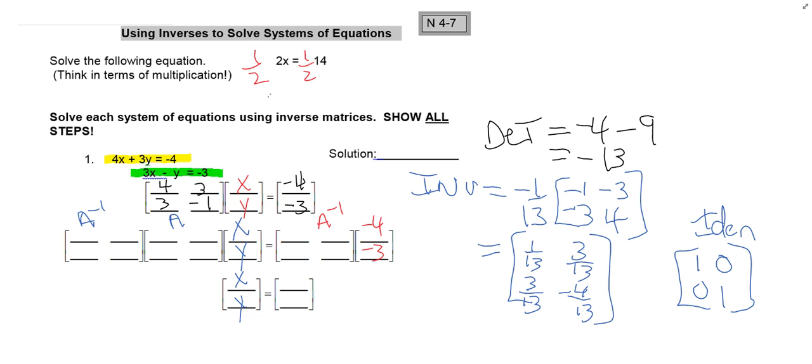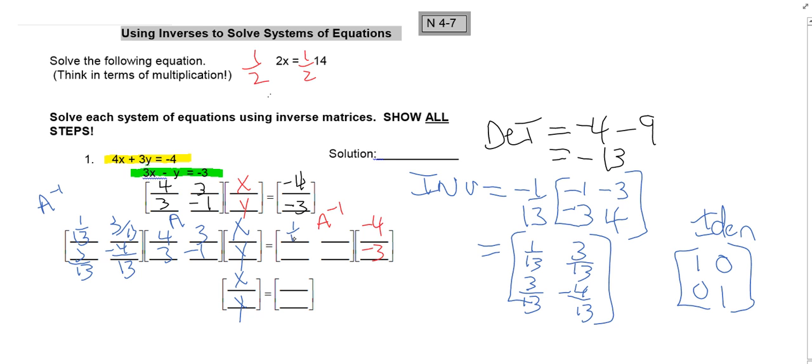So our inverse, which is that one that has all the fractions in it. Let me just move this up a little bit. So this is going to be our A inverse right here, which is 1/13 and 3/13 and 3/13 again and negative 4/13. And our A is still 4, 3, 3, negative 1.